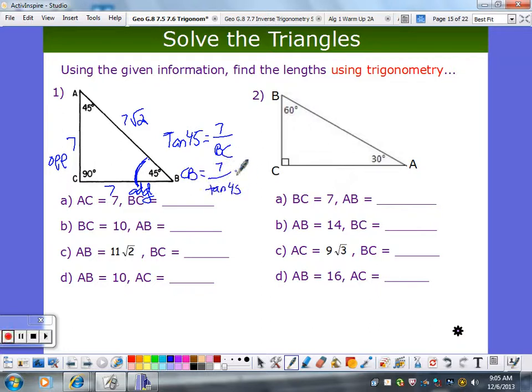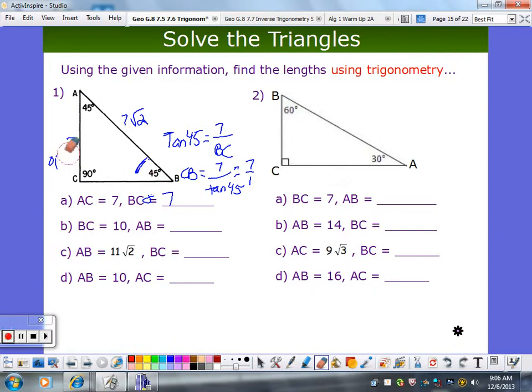What is the tan of 45 without the calculator? You can look at a little chart here. What's the tangent of 45? 1. So what is that? 7. Which we know by their special right triangle rule, but we can get it through using the trig function. Let's try a different one now.